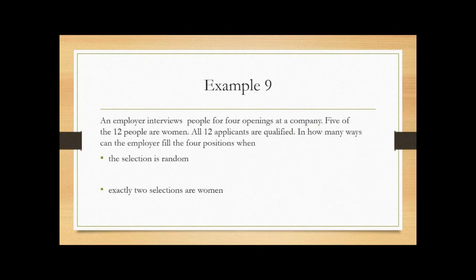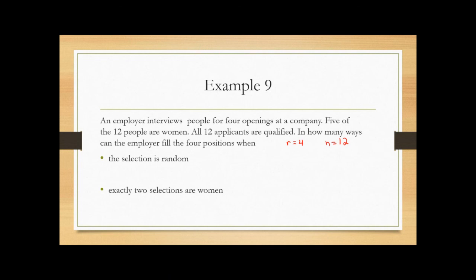Okay, now this is my last example. An employer interviews people for 4 openings at a company. 5 of the 12 people are women, so there are 12 people being interviewed. All 12 applicants are qualified. How many ways can the employer fill the 4 positions when the selection is random, or exactly 2 selections are women? If the selection is random, these are 4 positions, so we're choosing 4, so r is going to be 4. We have 12 choices, so n is equal to 12.